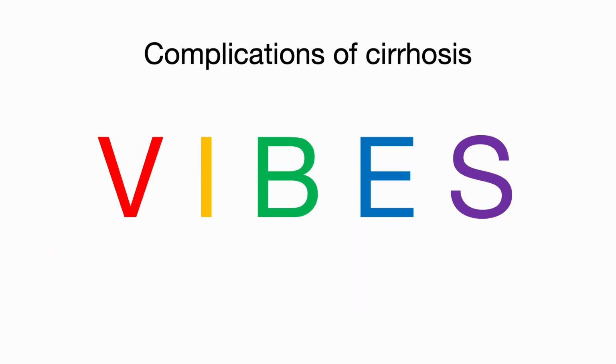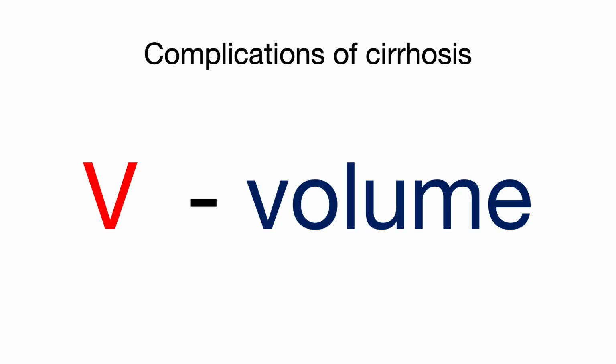Upon the development of complications related to cirrhosis, the patient enters the decompensated phase of cirrhosis, which has poor projected outcomes. Appropriate management of these complications is vital to ensure optimal patient comfort and better quality of life. An easy way to remember the main complications is through the acronym VIBES. Simply, it stands for V for volume, I for infection, B for bleeding, E for encephalopathy, and S for screening. First, let's talk about volume.